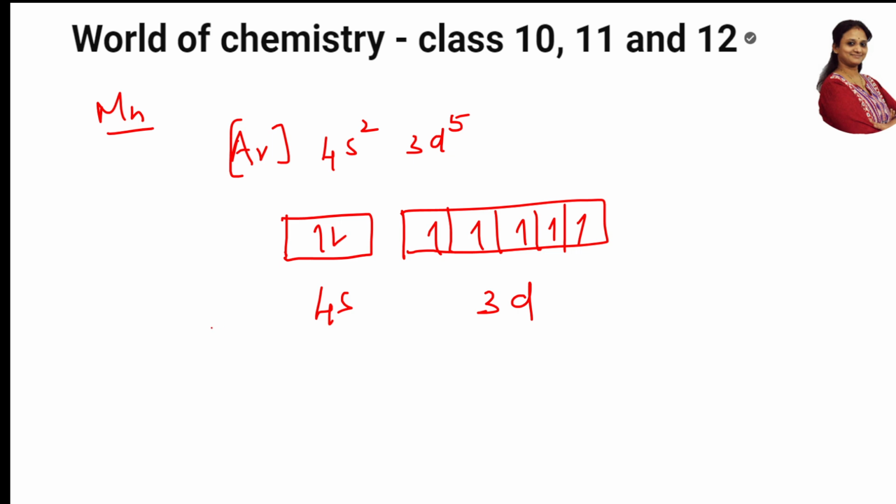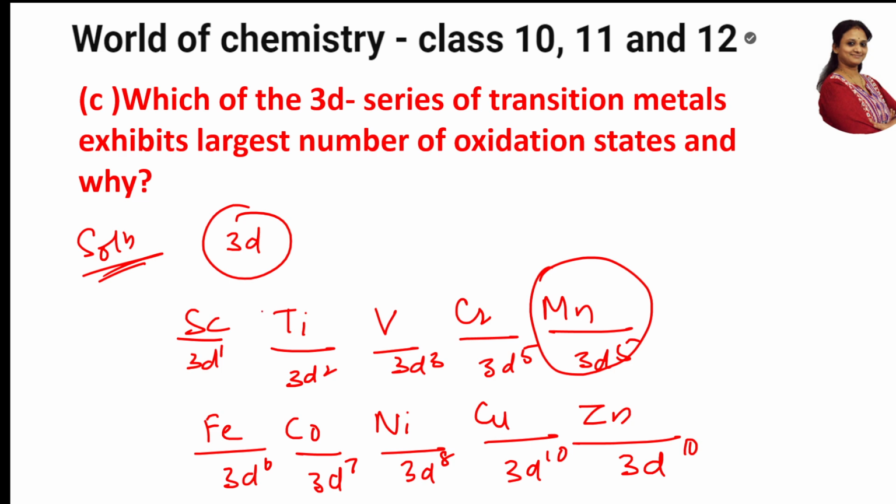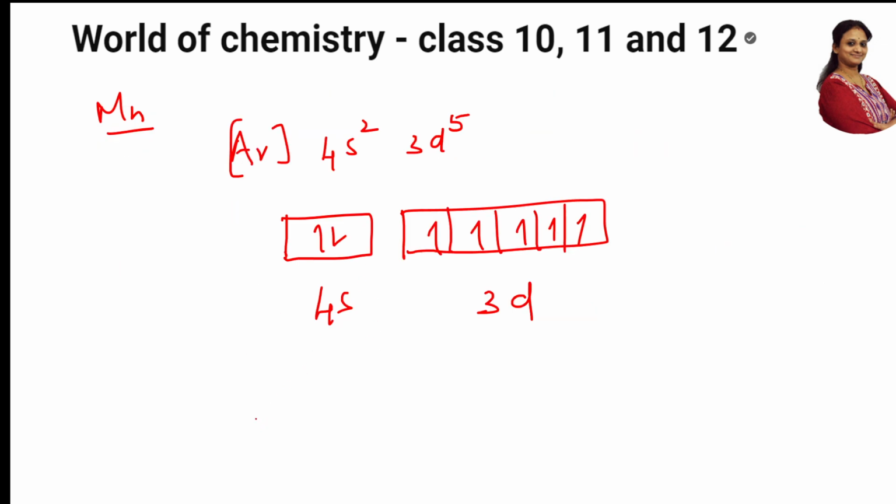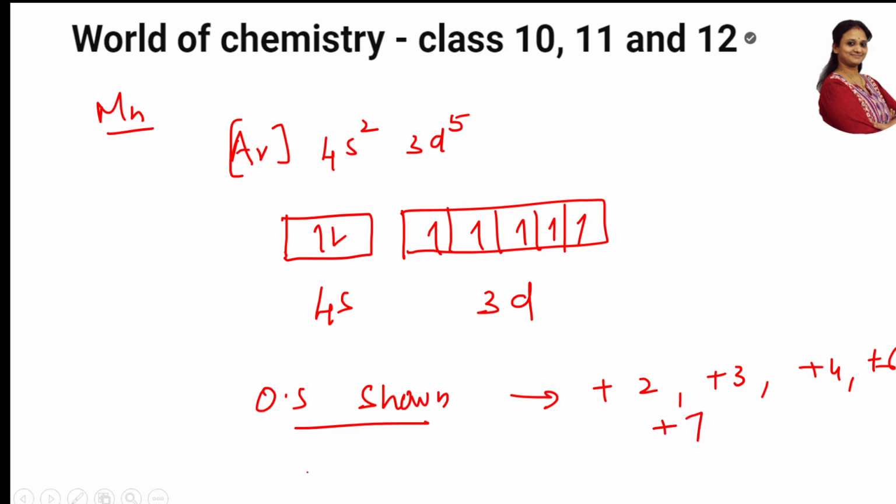Let us compare. Scandium goes up to +3. Titanium, I'm talking about the stable oxidation states. Vanadium can go +2, +3, +4, +5. Chromium +2, +3, +6. Manganese can go +2, +3, +4, +6, up to +7. The remaining are mostly +2, +3. Copper is +1, +2, and zinc is +2. So manganese shows the most oxidation states. Right, students. That's the question.